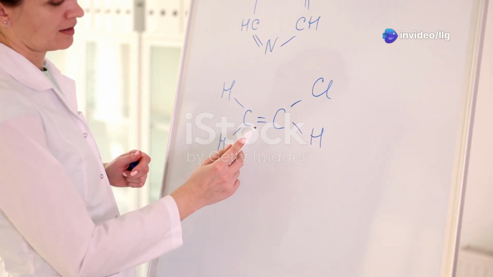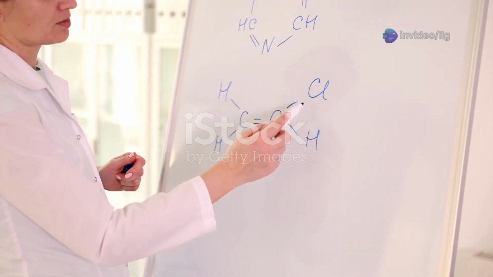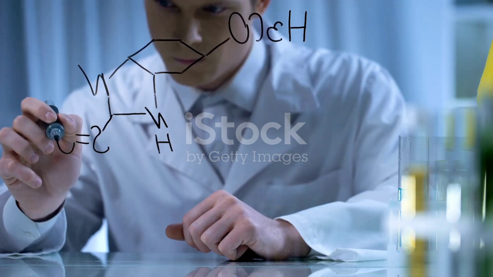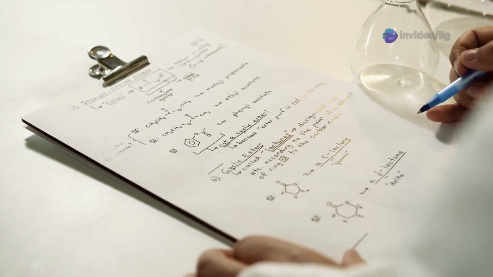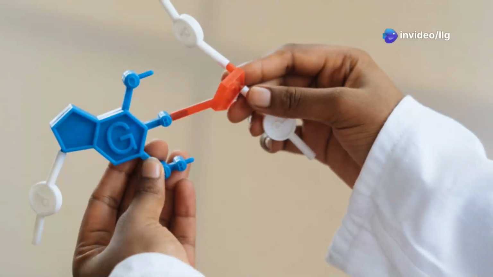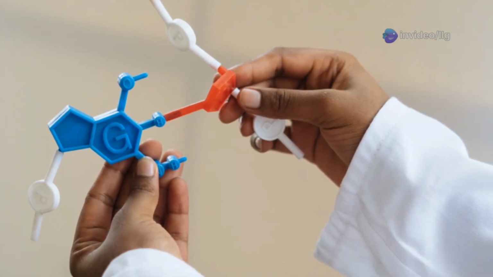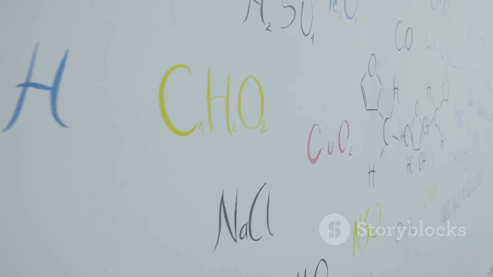Section 5. Molecular versus empirical formulas, chemical shorthand. Chemists are always looking for ways to simplify things, and chemical formulas are no exception. We have 2 main types: molecular formulas and empirical formulas. Think of them as different levels of detail. The molecular formula tells you the exact number of each type of atom in a molecule. It's like a complete ingredient list for a recipe.